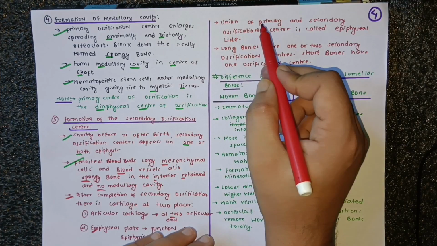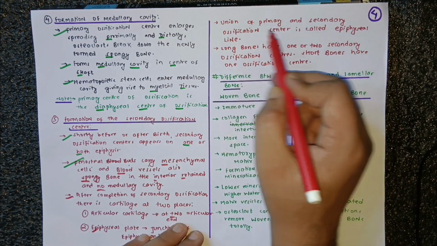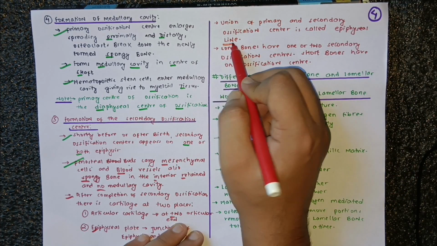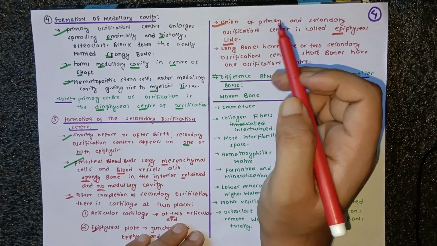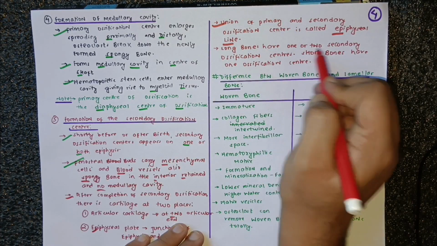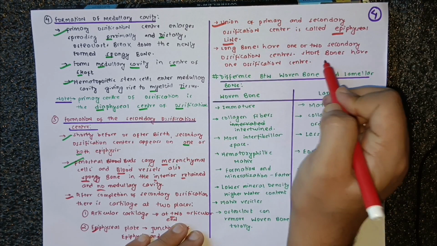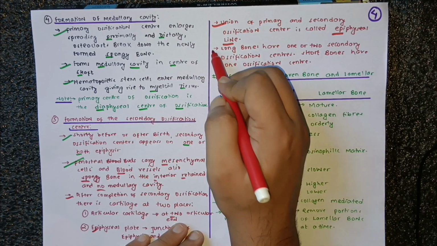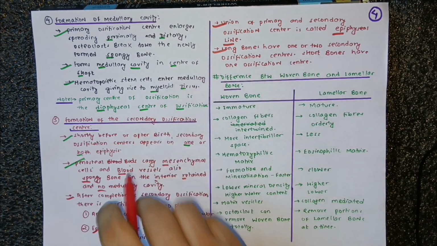After that, the union of the primary and the secondary ossification center is called the epiphyseal line. Okay, so this is also important. After that, long bones have one or two secondary ossification centers, and short bones have one ossification center. So you can learn this. This is very easy to understand.